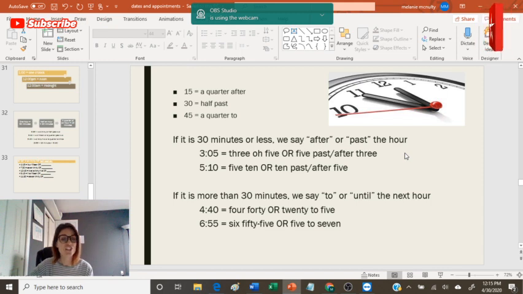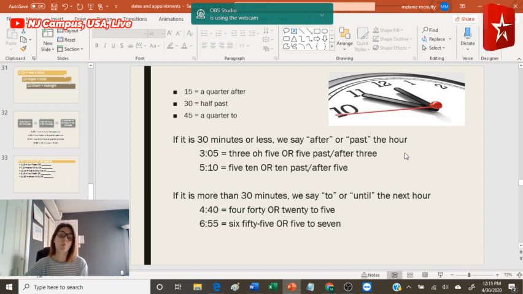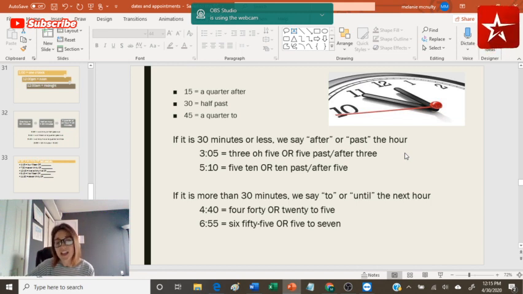Okay, if it's more than 30 minutes past the hour, we say to or until the next hour. So 4:40 would be 20 to 5 or 20 until 5. It's 20 to 5. If it's 6:55, we would say it's 5 to 7 or 5 until 7. Okay, so, excuse me, what time is it? It's 5 to 7.